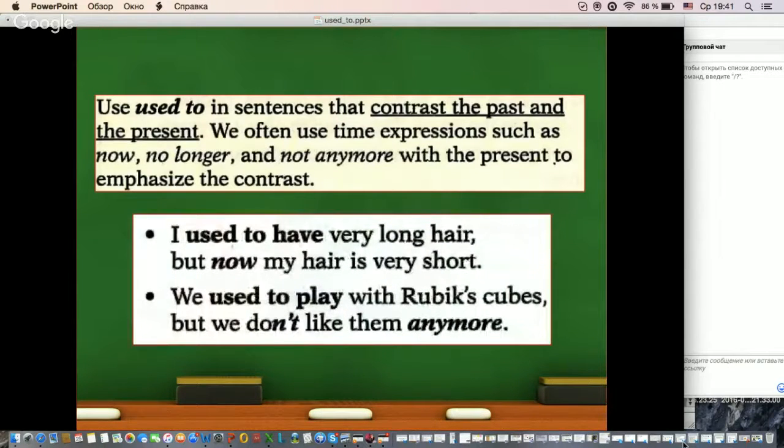Let's observe some examples. I used to have very long hair, but now my hair is very short.